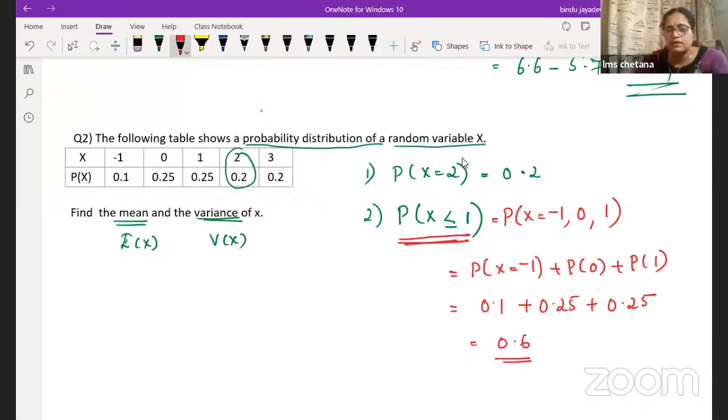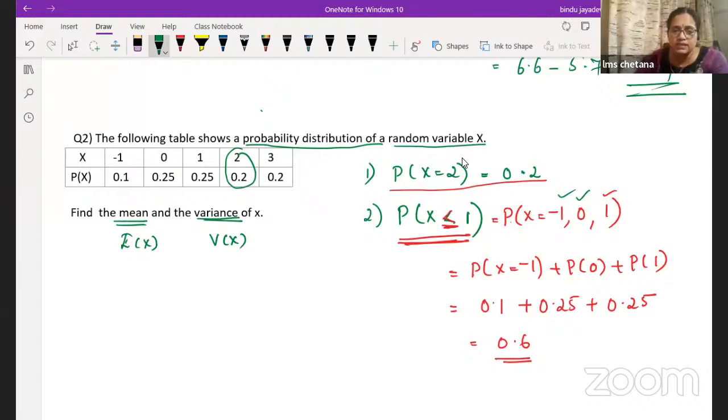Now, got it? I just showed you x equal to 2, answer is 0.2. X equal to 3, probability 0.2. Now they're asking x less than or equal to 1. Less than or equal to 1, which values are going to come? Equal to, that's why 1 will come definitely. And less than, which values are there? 0 is there, -1 is there. Now suppose they ask you x greater than or equal to 1.